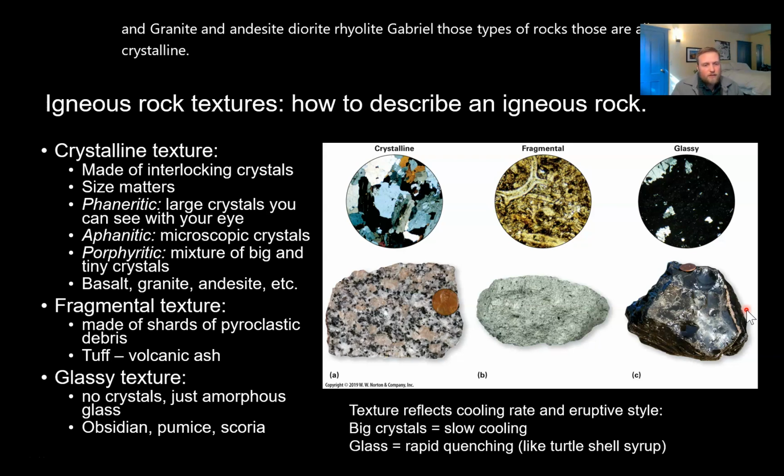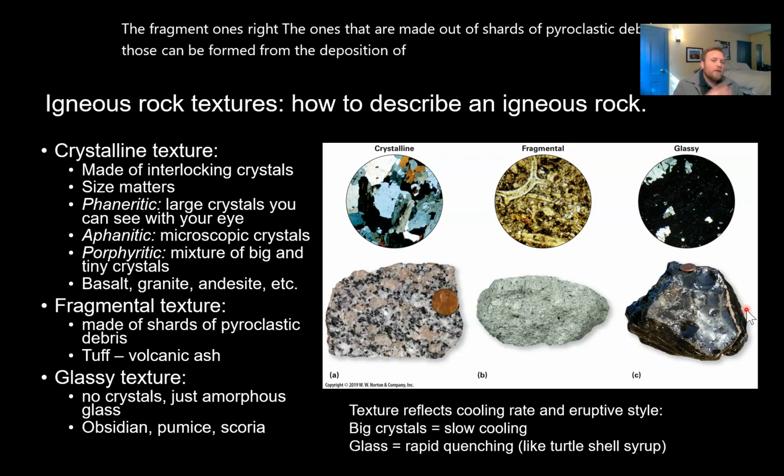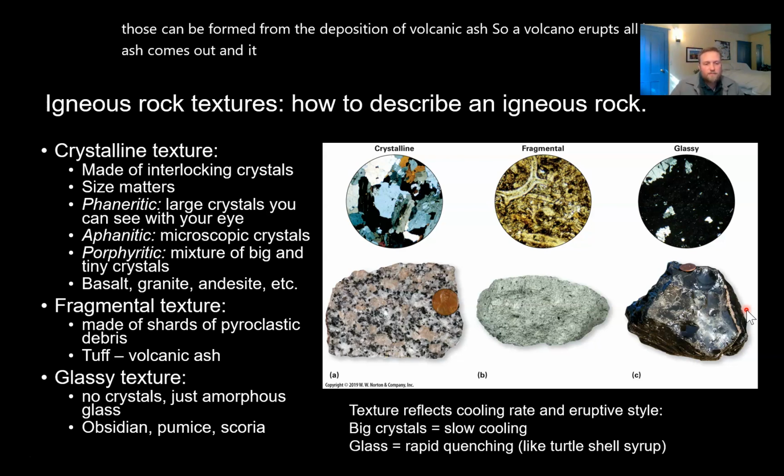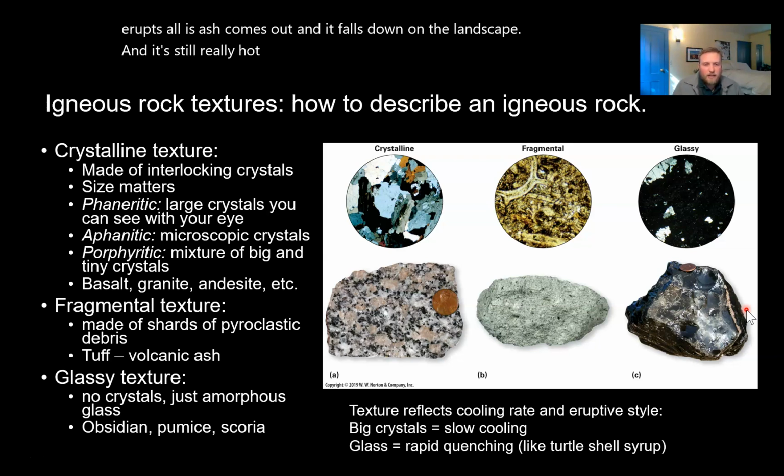The fragmental ones, the ones that are made out of shards of pyroclastic debris, can be formed from the deposition of volcanic ash. So a volcano erupts, all this ash comes out and falls down on the landscape, and it's still really hot, that ash, and so it welds together individual fragments.